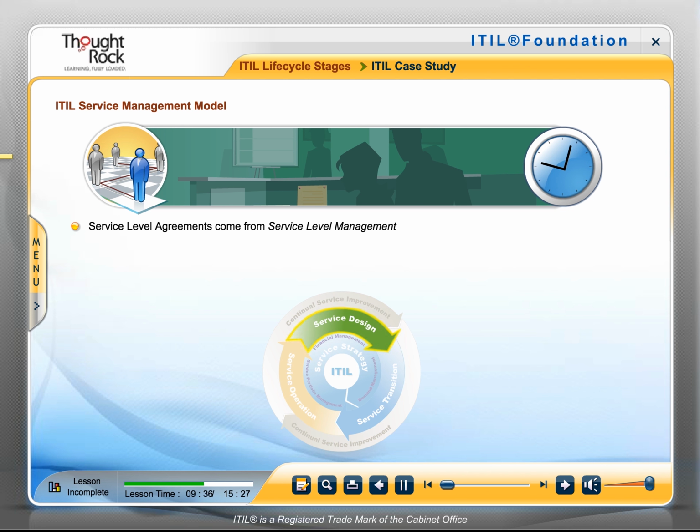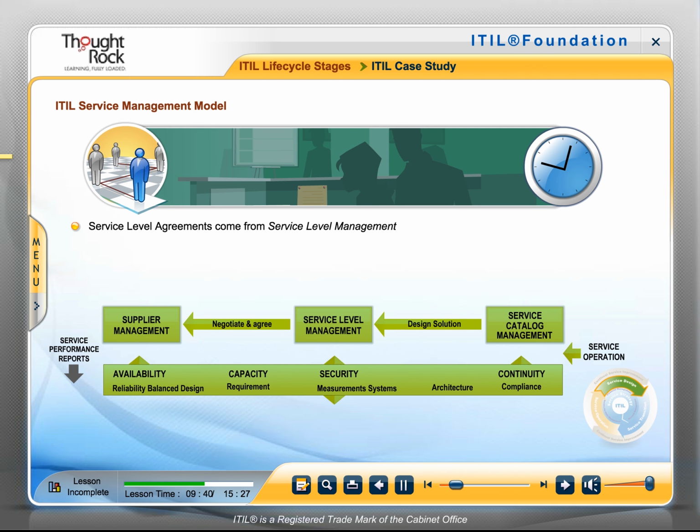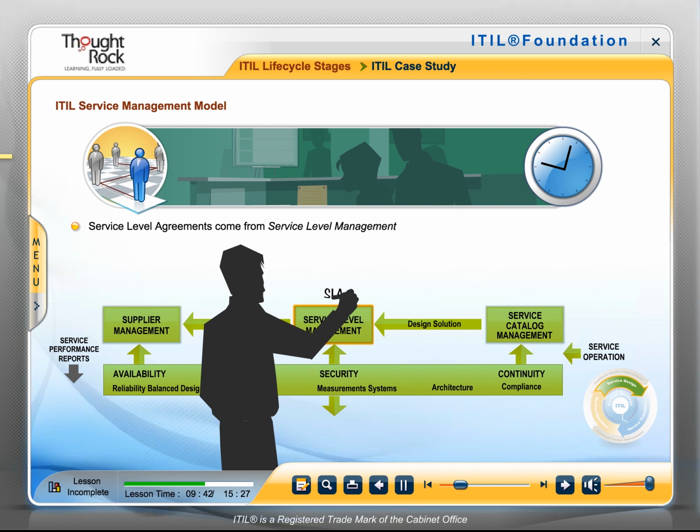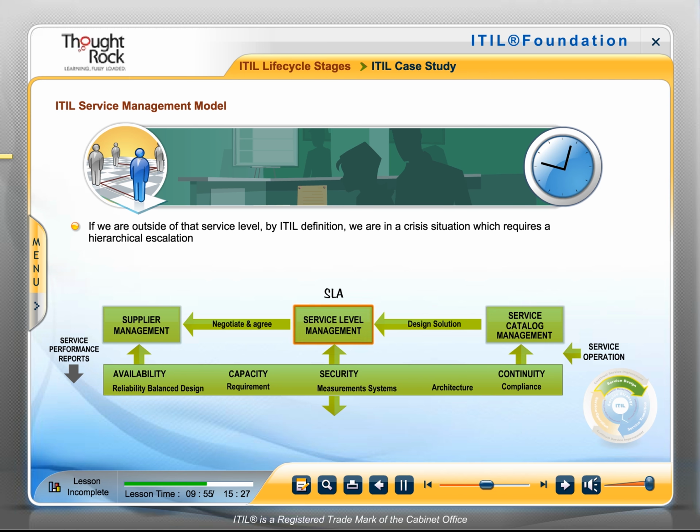You might ask, well, where did the service level agreements come from? At the top of our chart under service level management. Now sometimes they are not formally in place but just written down or understood. It takes time to get all of this done in an organization. But at least we have an understanding that there is a service level we are supposed to provide to the business. If we are outside of that service level by ITIL definition, we are in a crisis situation which requires a hierarchical escalation. Service level management would be involved to manage the customers of the affected service.